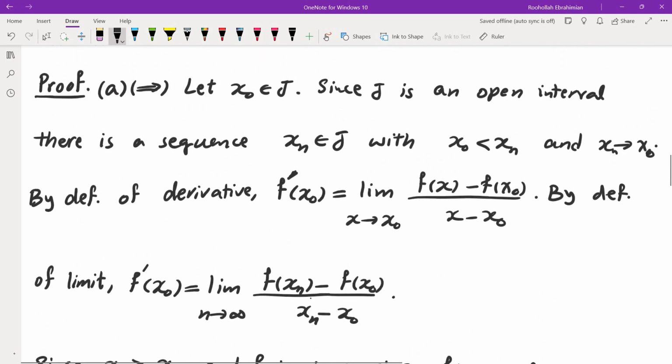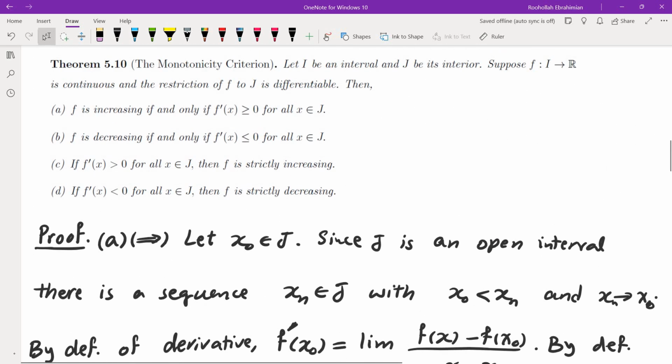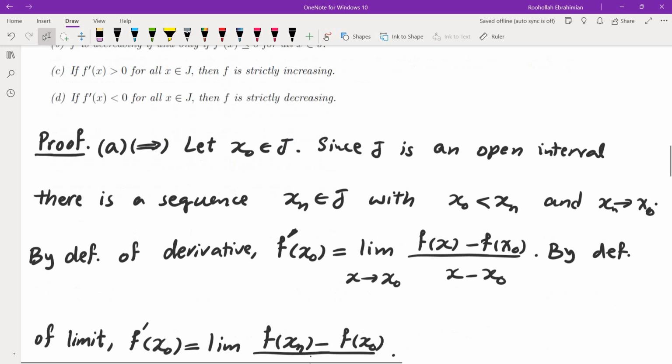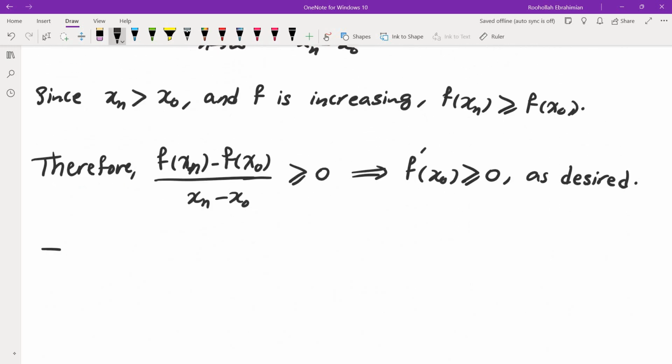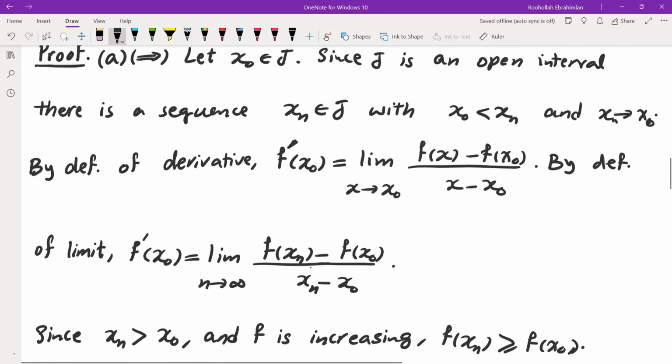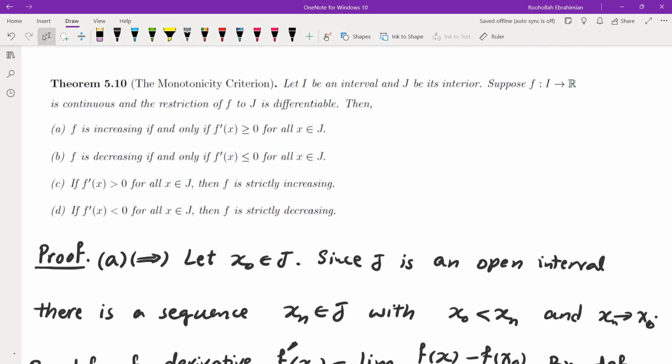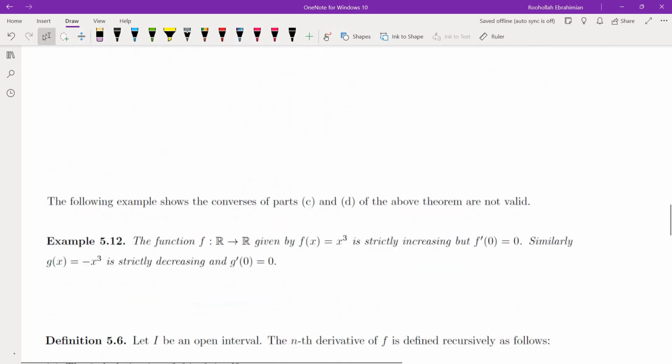Note that this direction of the proof did not really use the mean value theorem. What we're going to do is use the mean value theorem in the other direction. Okay, so in this direction we are assuming that the derivatives are all greater than or equal to 0, and we want to show that f is in fact increasing.